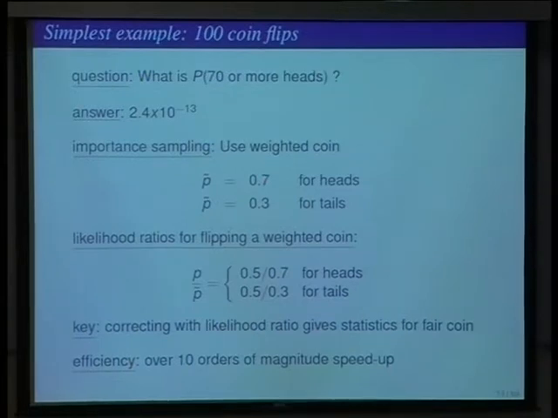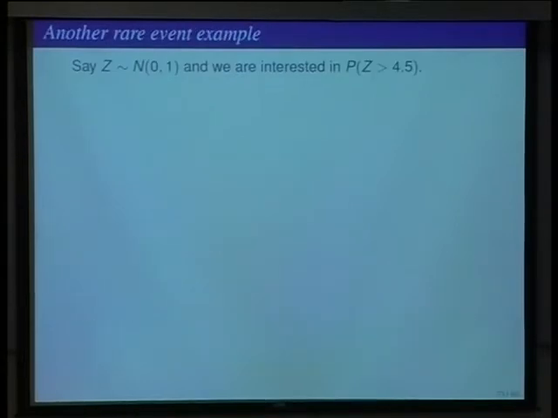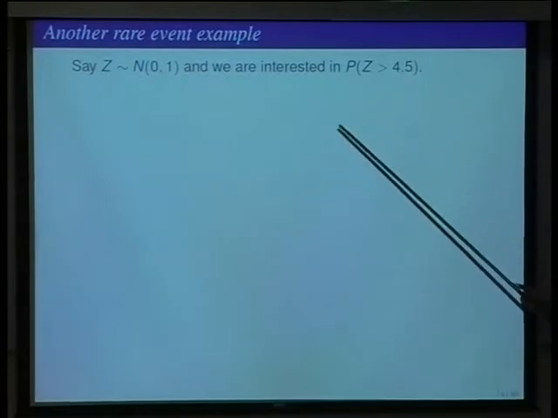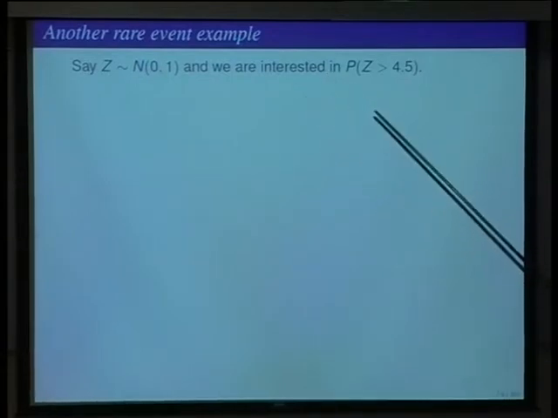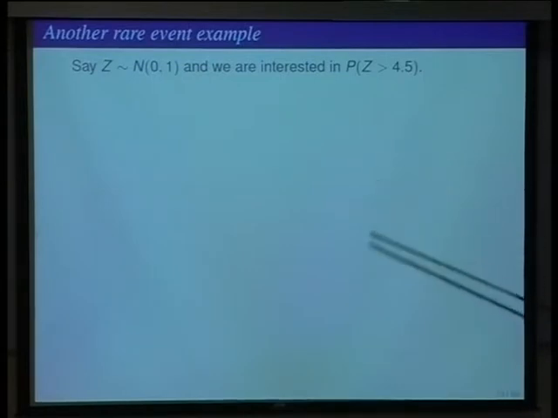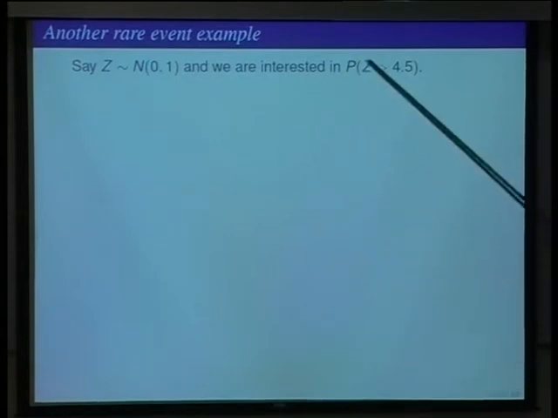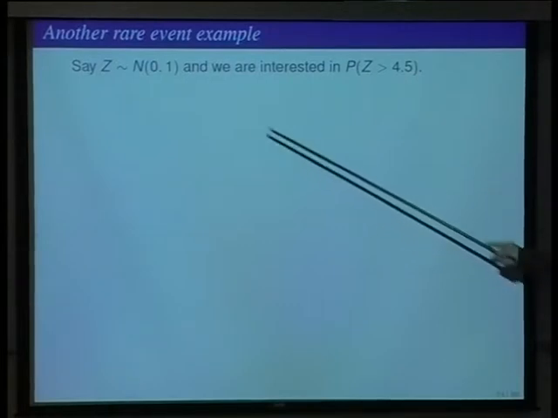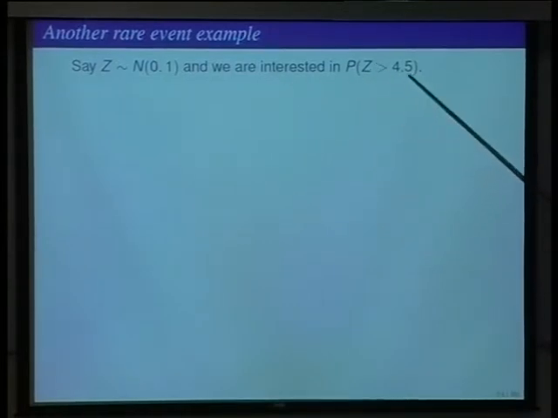Any questions on this? Comments? So let's look at an example from what I would call a real problem. And you say, oh well, that still doesn't really look like a real problem because I'm just calculating the probability of a normal distribution. So I'm going to say z is normal 0, 1, and we're interested in the probability that z is bigger than 4.5.